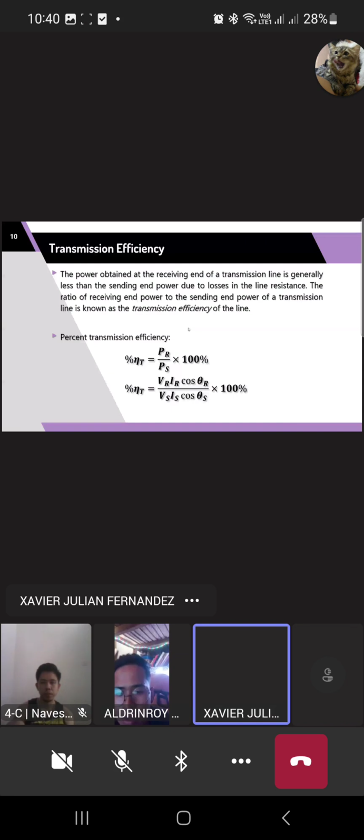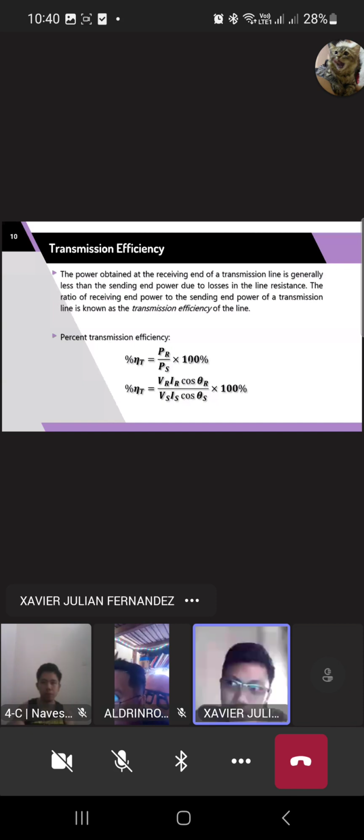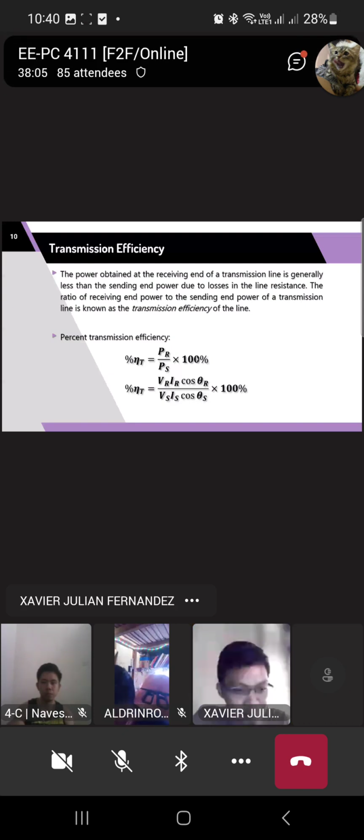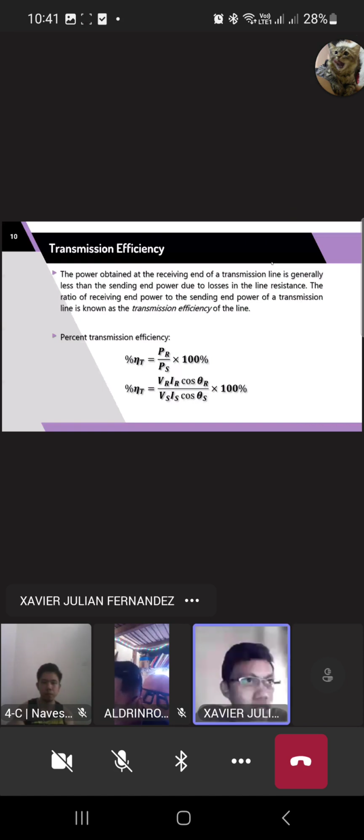High or low? High. High value. High, correct, right? Because you're already fourth year. If you say low value for efficiency, we'd go back to first year. Efficiency, in the simplest sense, is the byproduct after feeding an input. So if your input power is 100 megawatts, you expect that what you receive is also 100 megawatts or close to 100 megawatts.